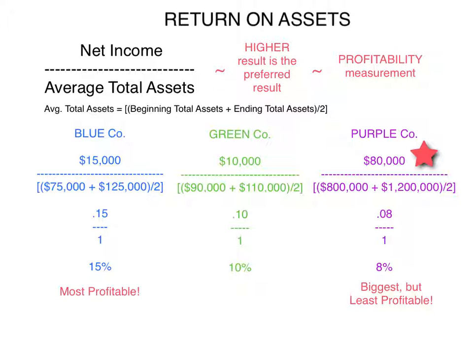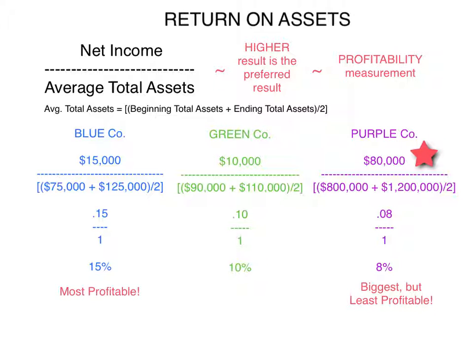We now need to go to their balance sheet and calculate their average total assets. What if on the balance sheet we found that the beginning of the year had $800,000 of total assets, and at the end of the year they had $1,200,000 of total assets? Add that together and divide it by 2, and we have $1 million of average total assets. Therefore, when you take Purple Company's $80,000 of net income and divide it by their $1 million of average total assets, they only have an 8% return on assets, or they are only able to generate 8 cents of net income for every dollar of assets that they have.